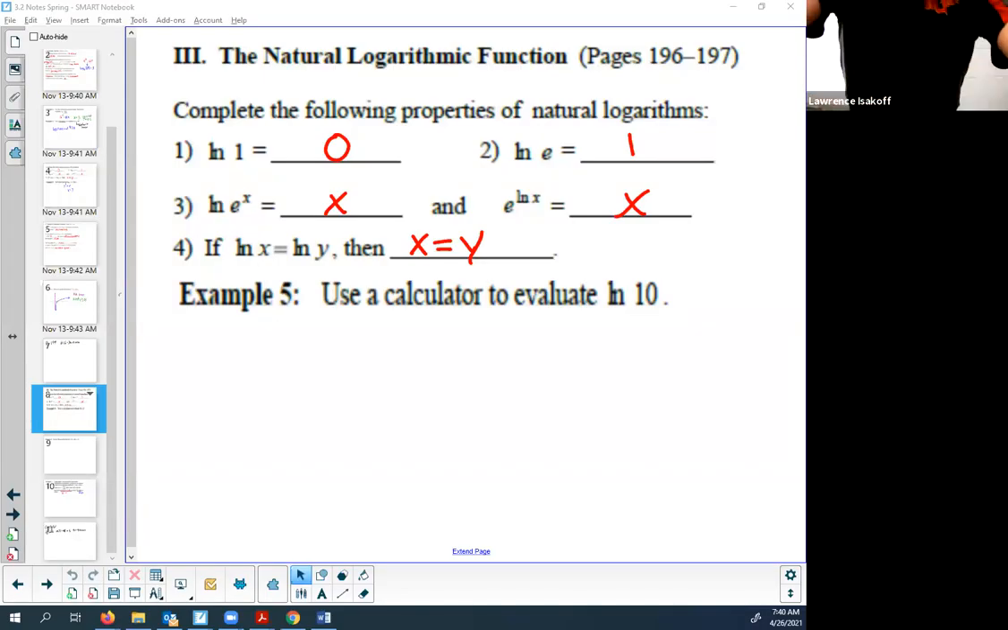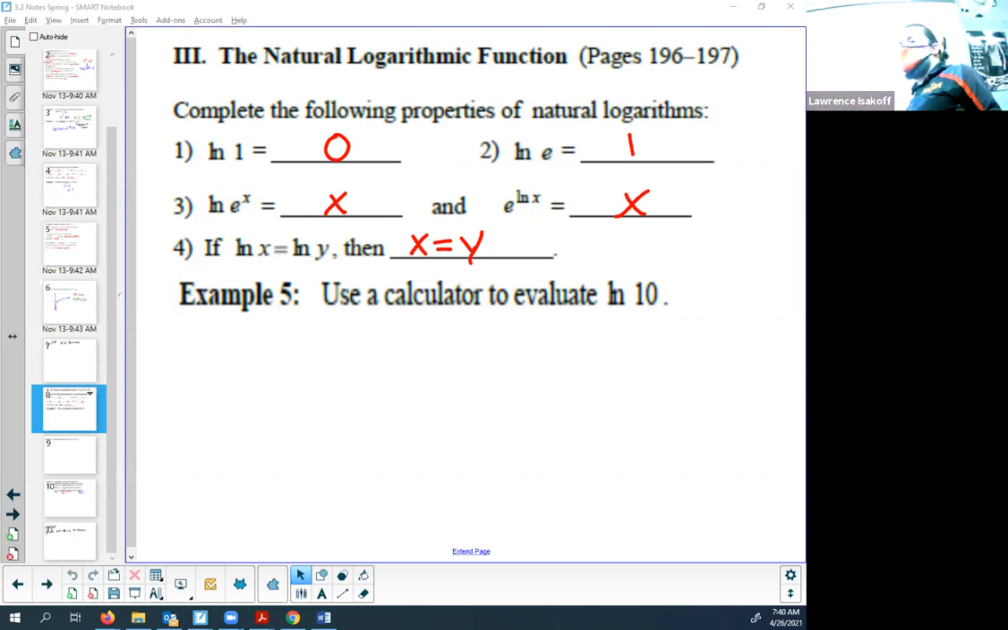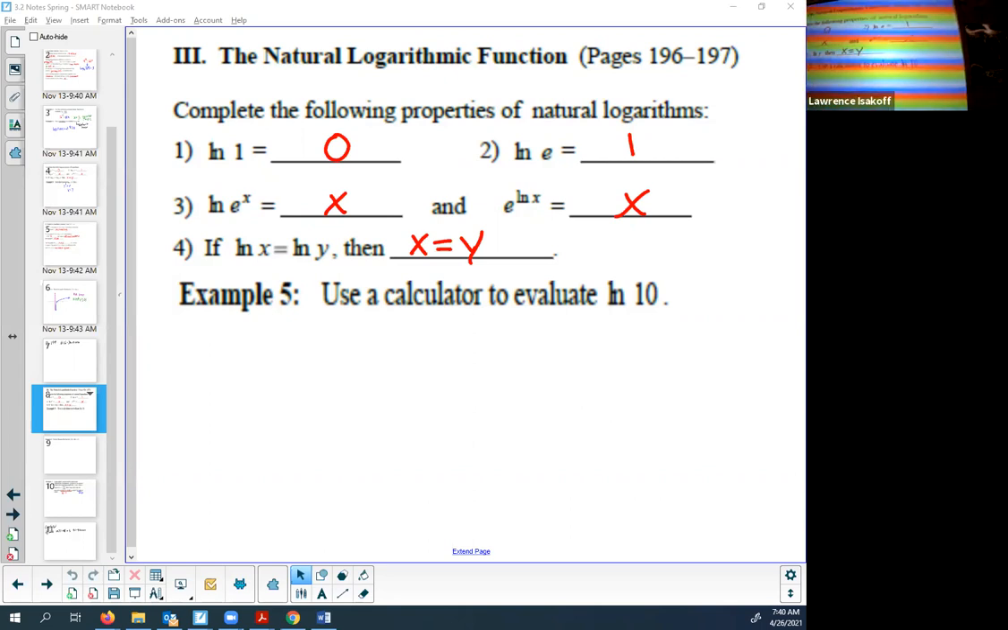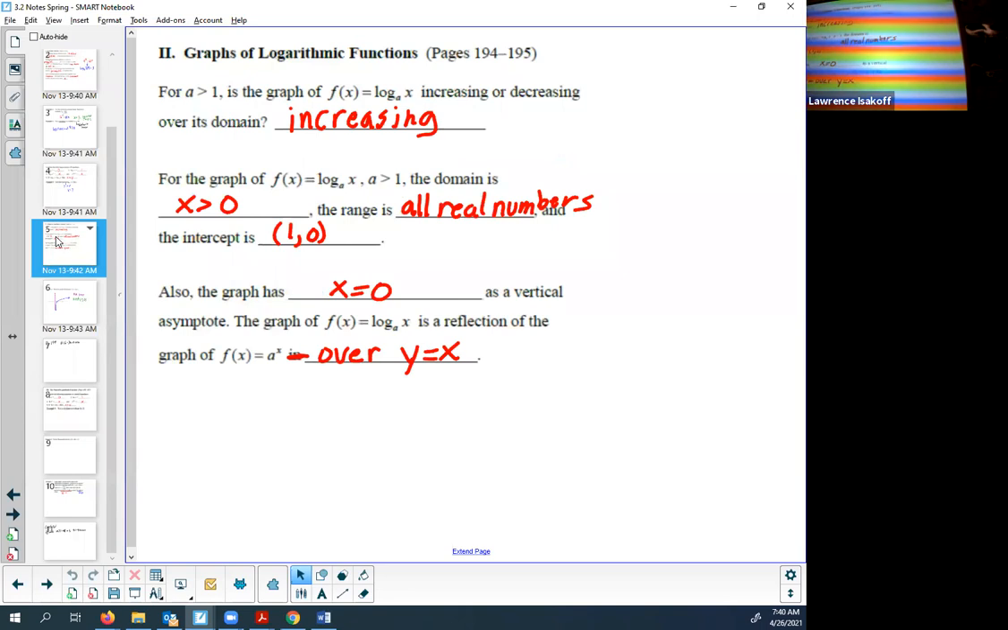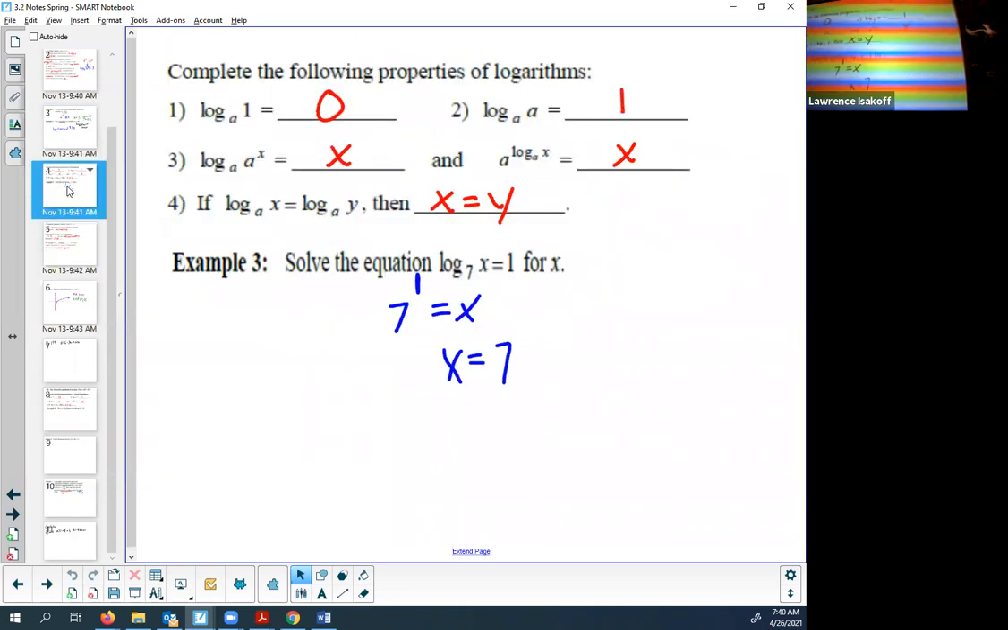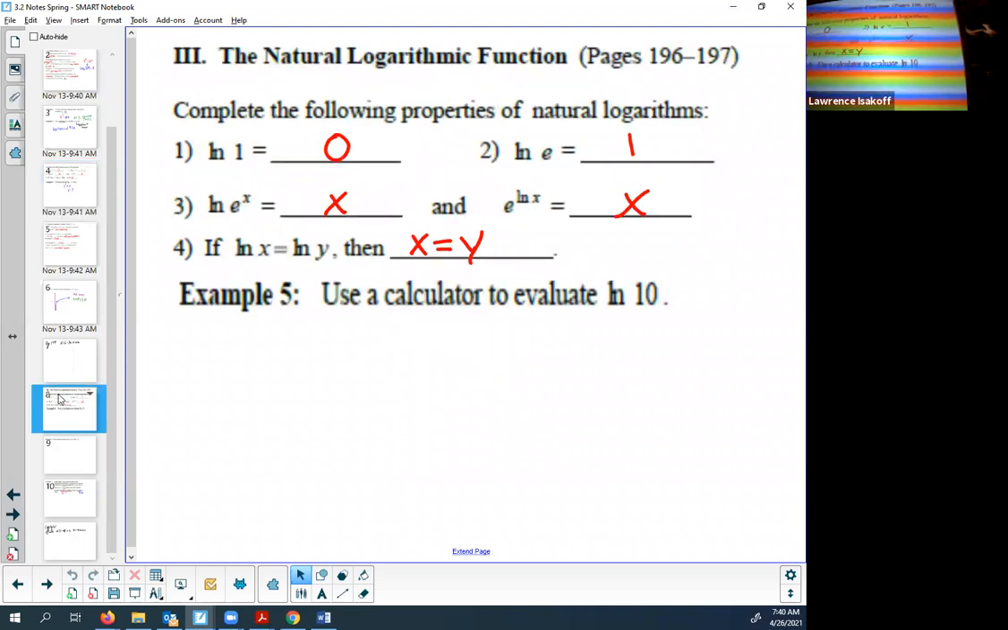So for this, we're going to get into natural logs. Natural logs are just logs of base e. So we have actually the same properties we saw for properties of logs in general. So if I go back to here, they were log base a of 1 and 0, all that. You notice these are going to match up directly with these.